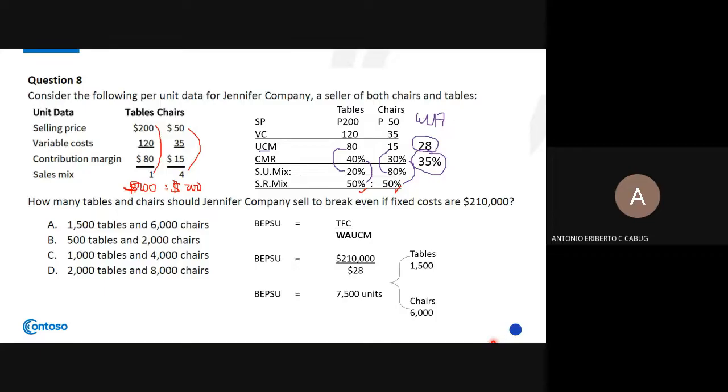Breaking down 7,500 into tables and chairs, 20% ng mga units na to, tables, 1,500. 80% ng mga units na to, chairs, 6,000. The correct answer is letter A.